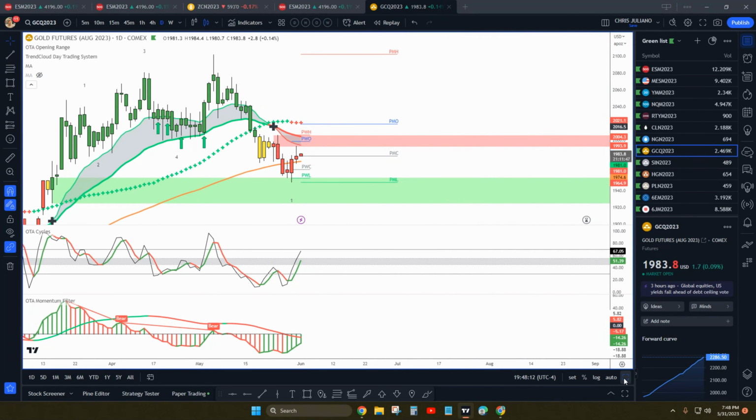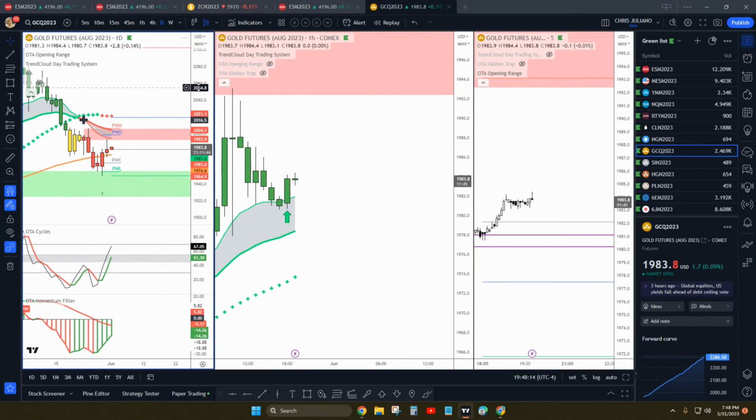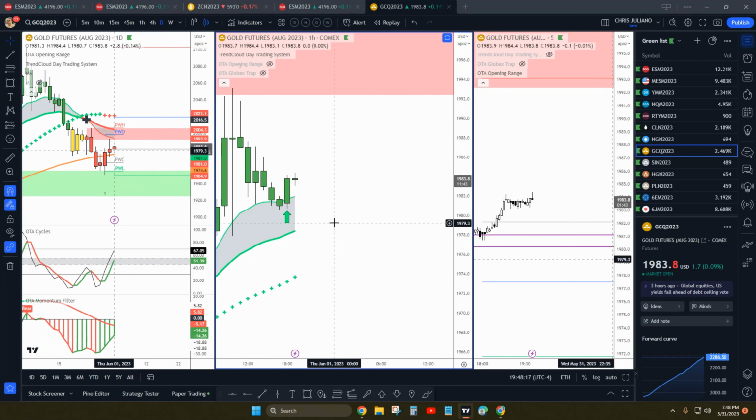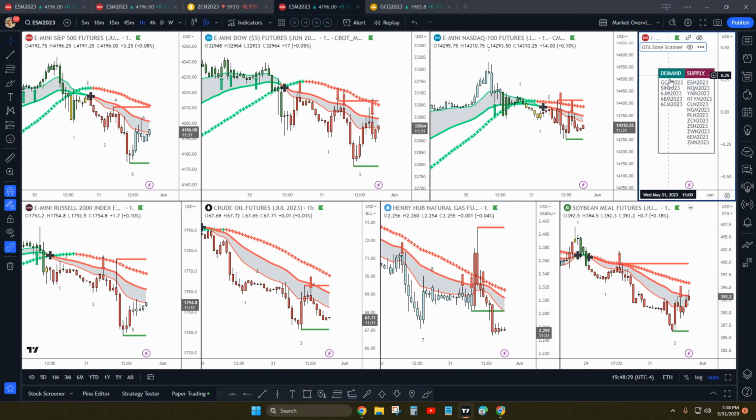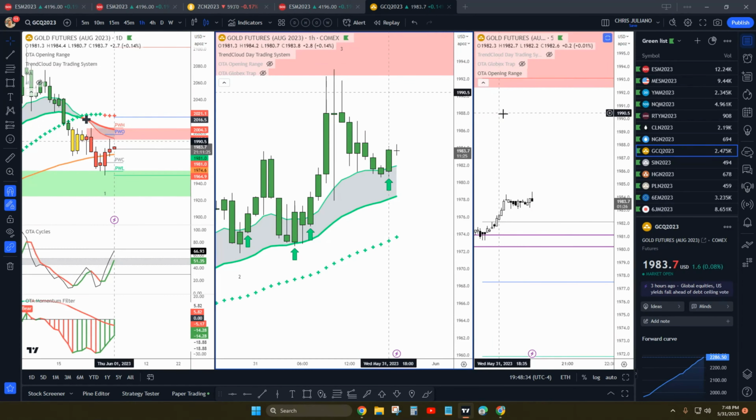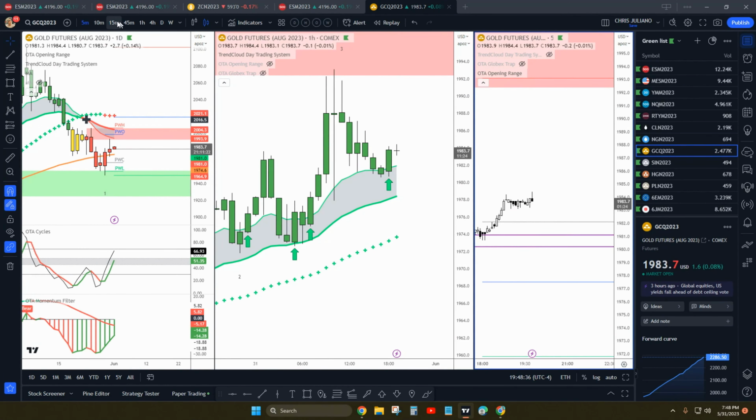Let's go to the hourly chart. So we're on the daily, facing up. We're on the hourly, facing up. So everything is matching. Everything is matching for an upward breakout today. And gold is on the demand column for our scanner, right? Go to the 15-minute chart.